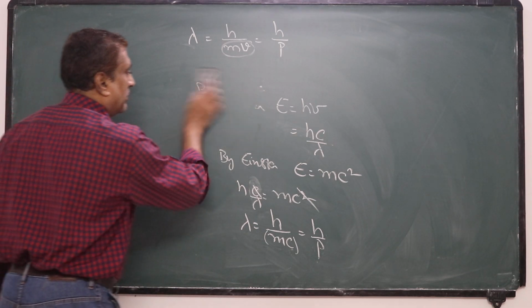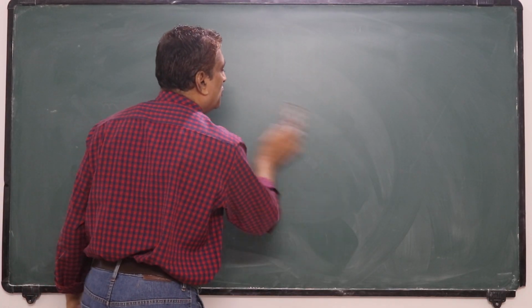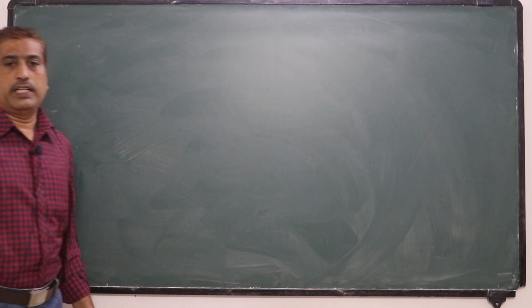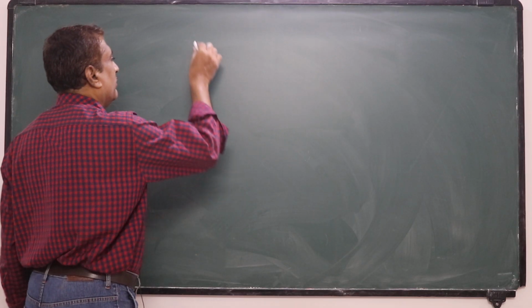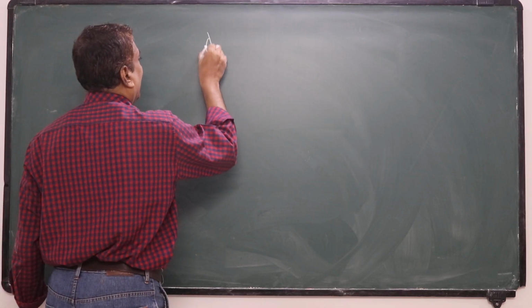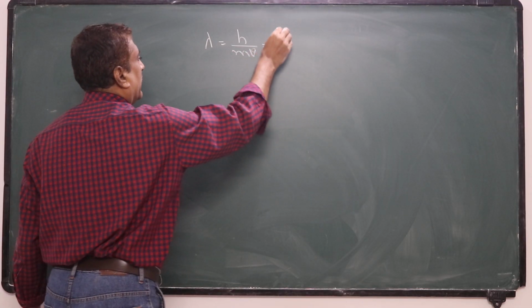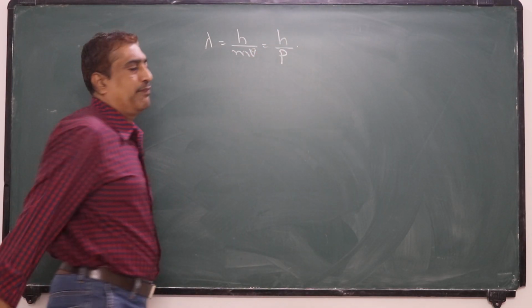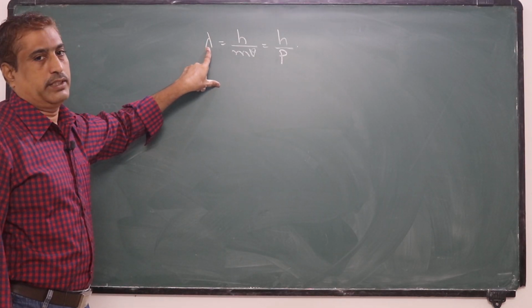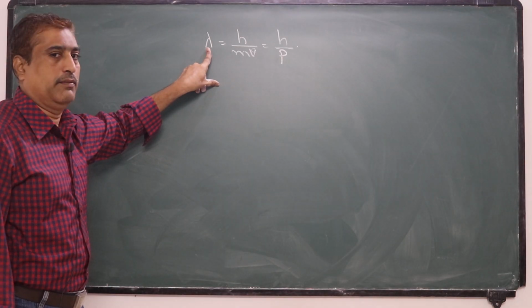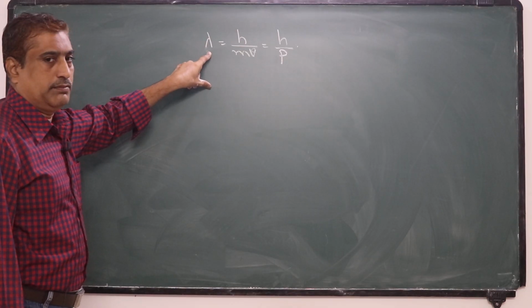So what is the de Broglie hypothesis? All the moving objects are associated with a wave called matter wave, and the wavelength of that matter wave is given by lambda equal to h by mv, or h by p, the momentum of the body. This wavelength is called the de Broglie wavelength of the particle.